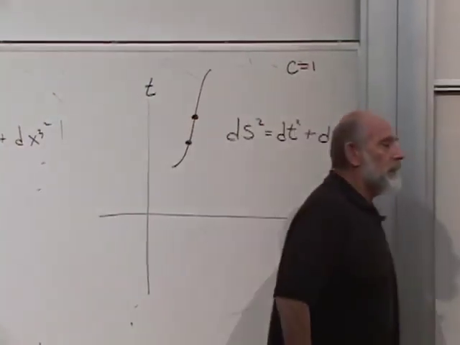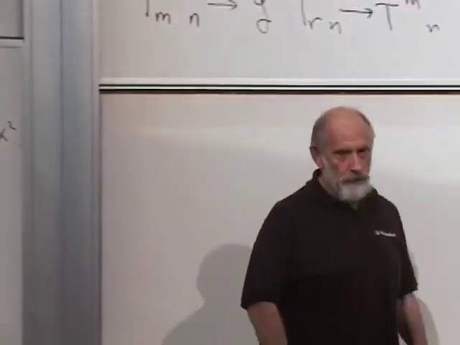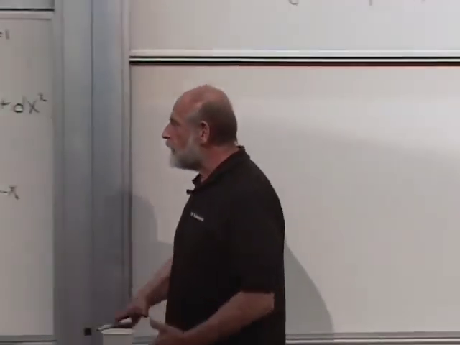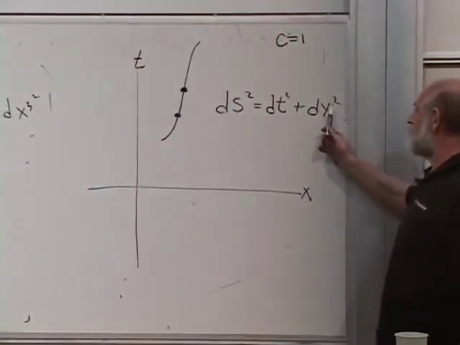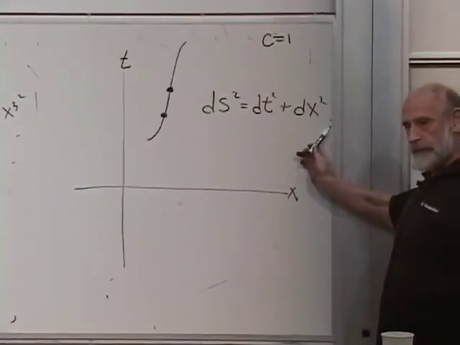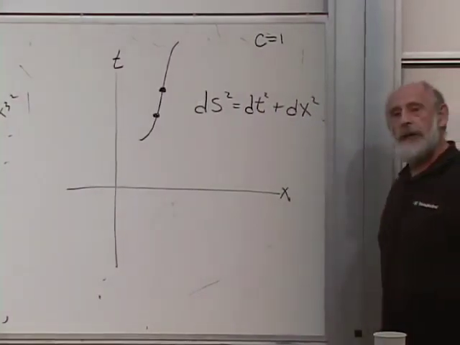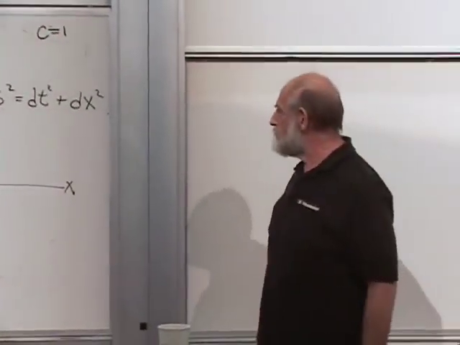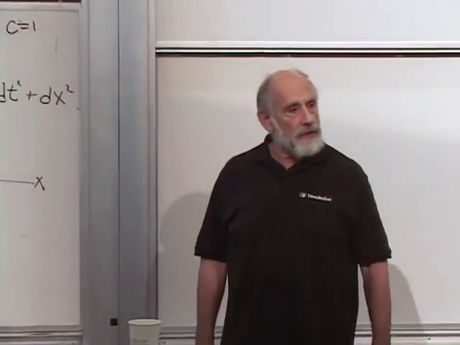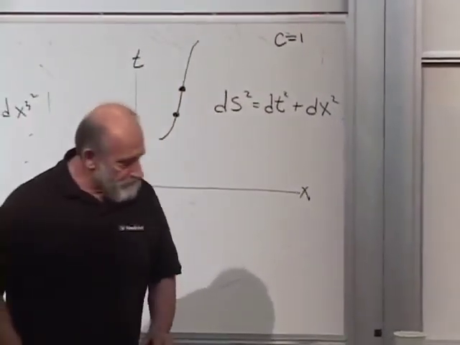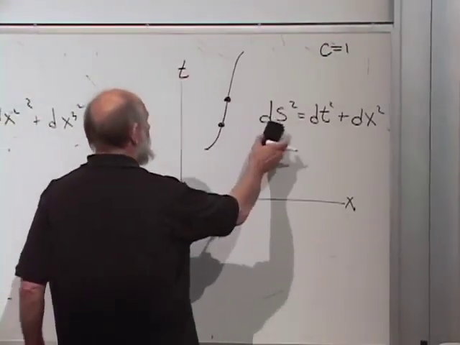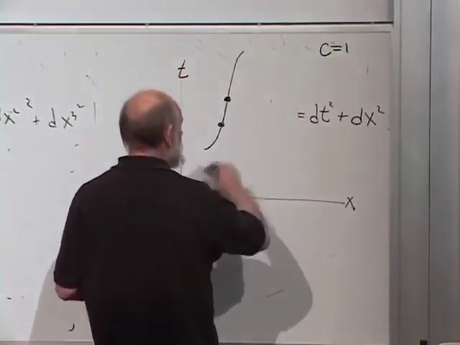In particular, the Lorentz transformations, the things which transform you from one frame of reference to another, are not the transformations which keep this invariant, but keep something else invariant. What is it? dt squared minus dx squared. And that's called the proper time, often labeled by d tau squared.